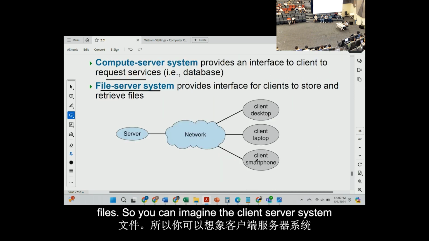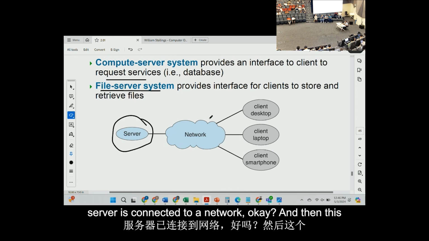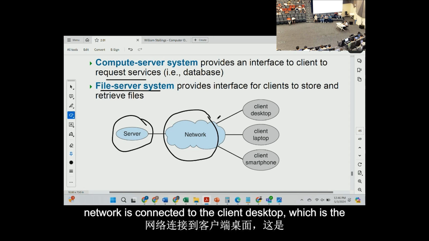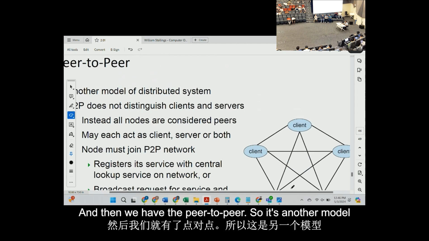So you can imagine a client-server system something like this. Okay, so you have a server. This server is connected to a network. And then this network is connected to the client desktop, which is the PC, or the client laptop, or the client smartphone.